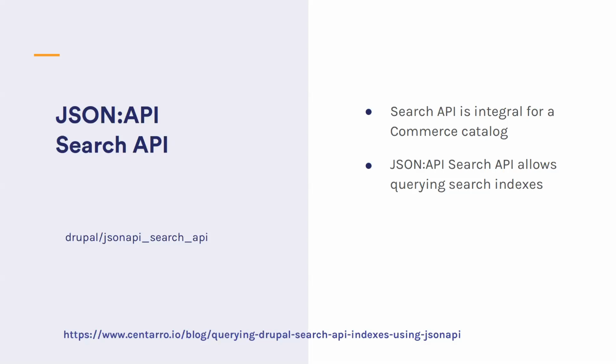One of the outcomes from that module was JSON API Search API, and this lets you query your search indexes over JSON API. Previously, you could just do an entity query. Now you can at least leverage your custom search indexes, which means that you can query data from your Solr instance or Elasticsearch instead of just whatever you could query from the database.